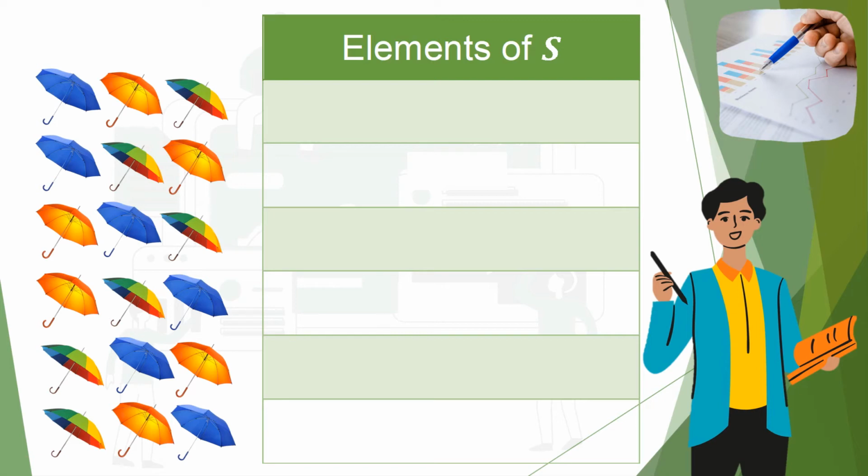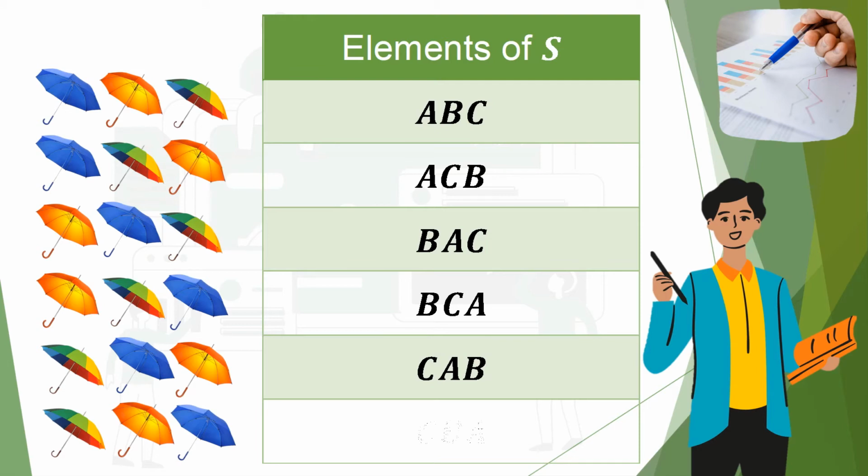So you will represent that list as S, and those outcomes are ABC, ACB, BAC, BCA, CAB, and CBA.